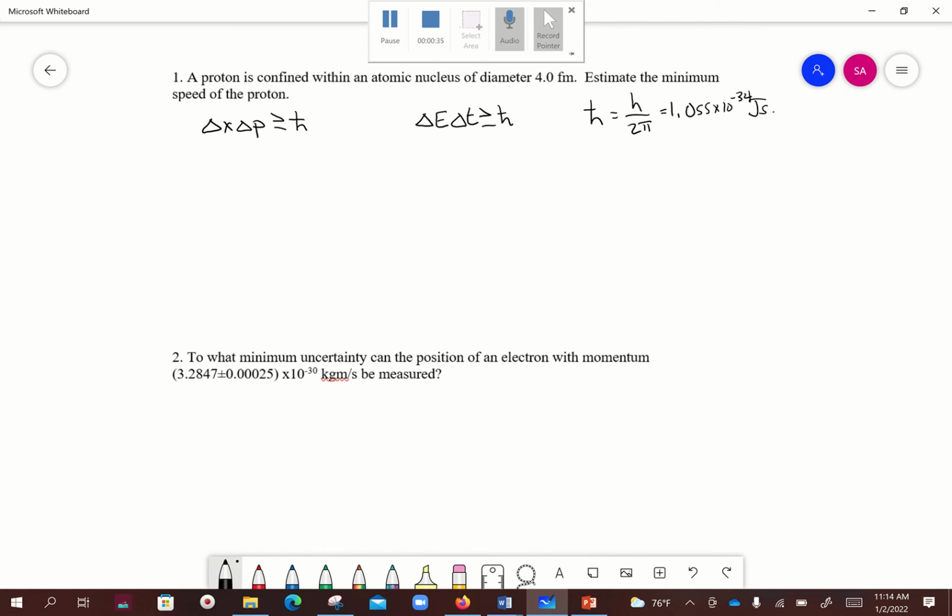All right, so in this problem, we've got a proton that's confined within an atomic nucleus that has a diameter of 4 femtometers, and we want to know the minimum speed of the proton. So what do we know? We know the mass of the proton, 1.67 times 10 to the minus 27 kilograms. We know the diameter in which it's confined is 4.0 femtometers, so that's going to be my delta x. That's the uncertainty of its position.